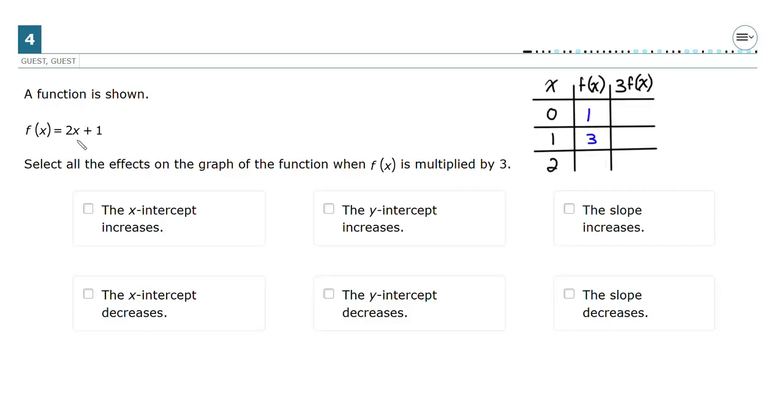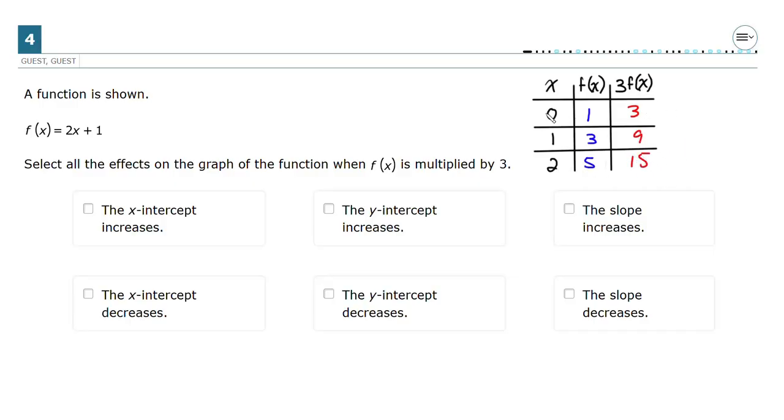And if x is 2, 2 times 2 is 4, plus 1 is 5. Now they're telling us to take each of these and multiply them by 3. So 1 times 3 is 3, 3 times 3 is 9, and 5 times 3 is 15.